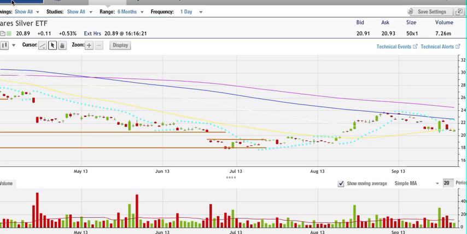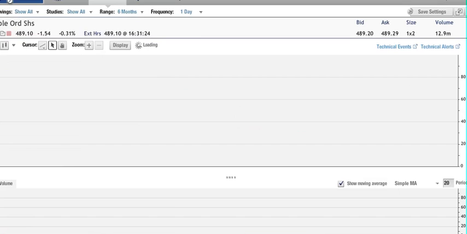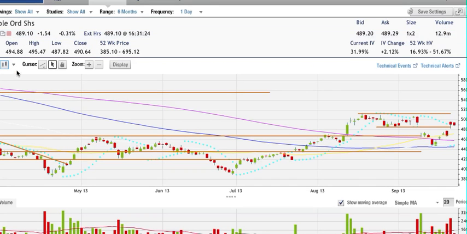Apple, big day for Apple here. Apple was up over 1% this morning and finishing down 0.3. You can see here reversing lower. Not much volume here today, but still in no man's land.